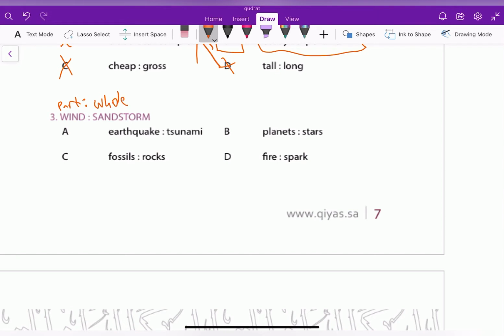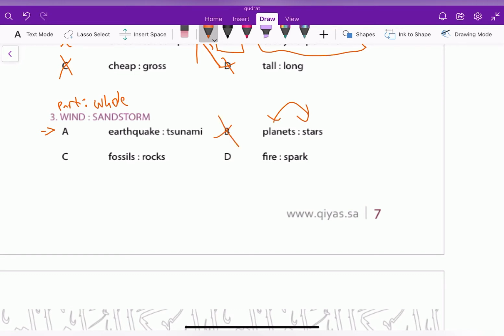Okay, so earthquake, tsunami. Yes, because it kind of is like a part of a whole, because in order for tsunamis to happen, earthquakes must occur. Okay, so planets and stars. Not really, because planets are not in stars, they're not part of the whole. This is kind of like the opposite of what we're looking for. So, no, they switched it up for B.